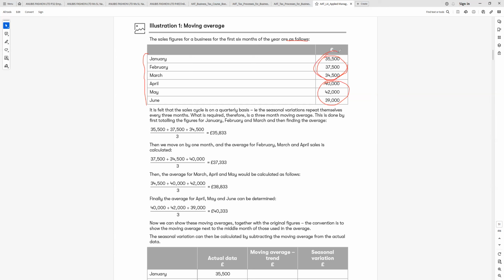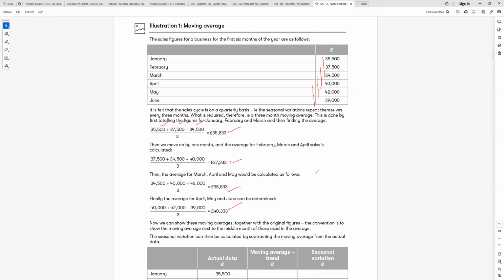So if we add these 3 months, we can find the average. Month 1, month 2, month 3, if we divide by 3, that's the average. Then again, we can do the next 3 months. The way we do it is very simple. First 3 months: 35, 500, 37, and 34. Then we take the next 3 months, and the next 3 months. So we find the middle, the average.